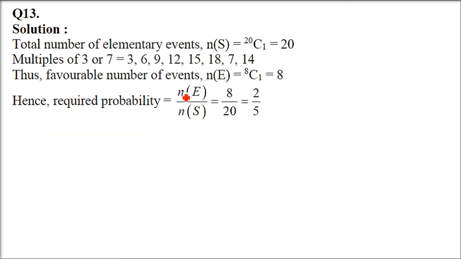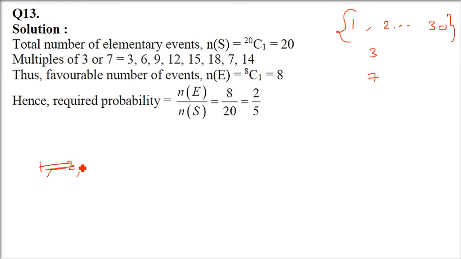Question 13. Ticket numbers from 1 to 20 are mixed up together and then a ticket is drawn at random. What is the probability that the ticket has a number which is a multiple of 3 or 7? This is not 30, I'll just change it to 20. So we just have to find the multiples of 3 or 7. You can either write from 1 to 20 and find the multiples of 3 and 7. This you can do. There is another way also.